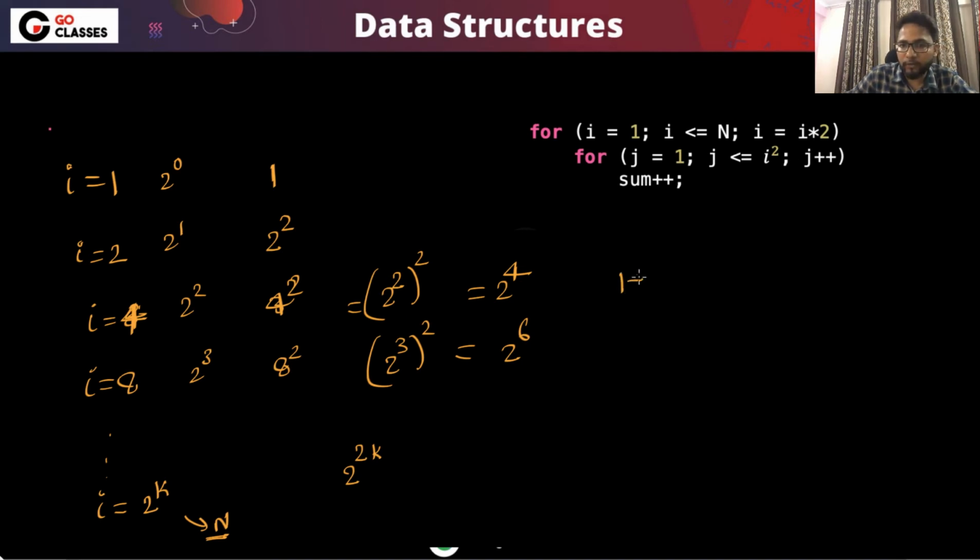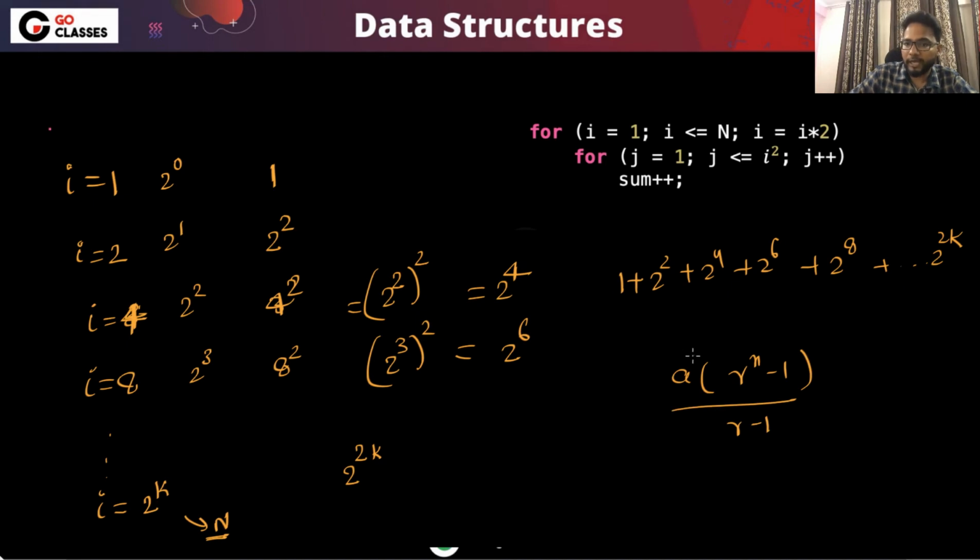So it will be running 1 plus 2 square plus 2 power 4 plus 2 power 6 plus 2 power 8, right, plus dot dot dot 2 power 2k. So if you see, the common ratio here is 2 power 2. So if you apply the formula, which is a into r power n minus 1 upon r minus 1.